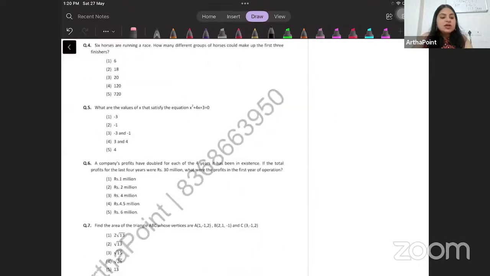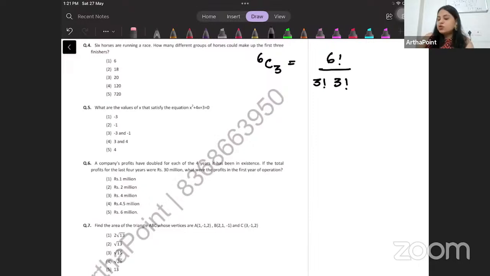Now this says there are 6 horses running a race. How many different groups of horses could make up the first 3 finishers? So beta, 6 horses are running a race and out of 6, I have to make 3 people finishers, right? So what's simple? Out of 6, I have to find out 3, right? So 6C3. So I will get 6 factorial over 3 factorial, 3 factorial.